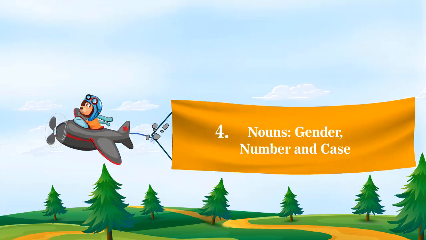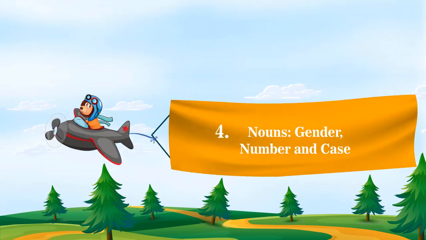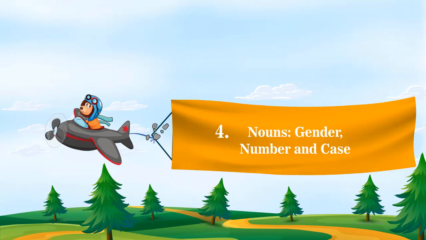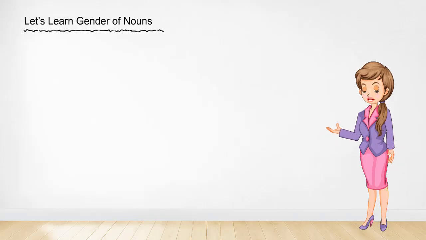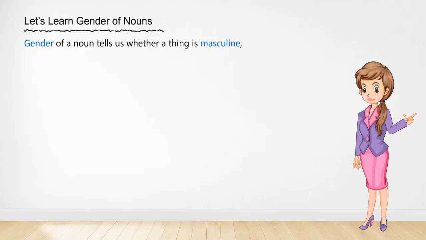Chapter 4. Nouns. Gender, number and case. Let's learn gender of nouns. Gender of a noun tells us whether a thing is masculine, feminine, common or neuter in gender.